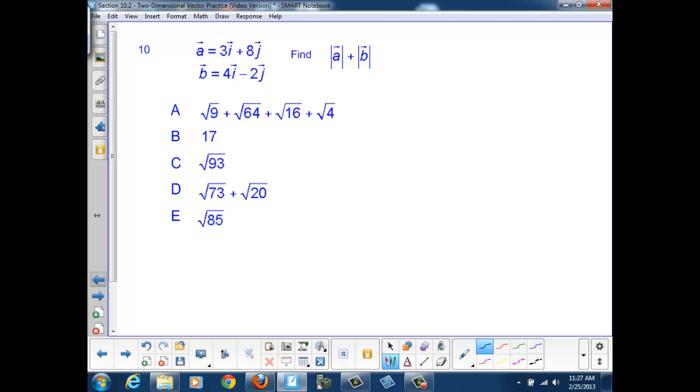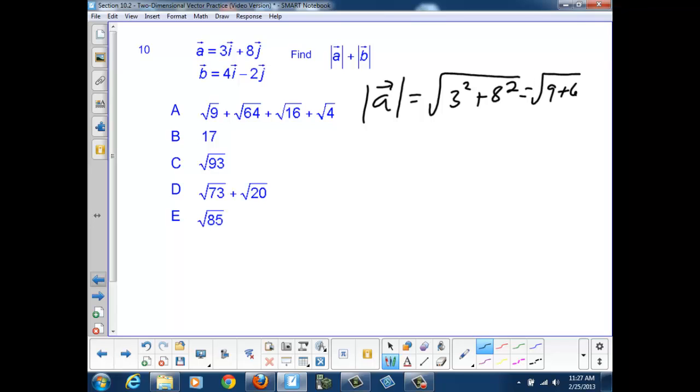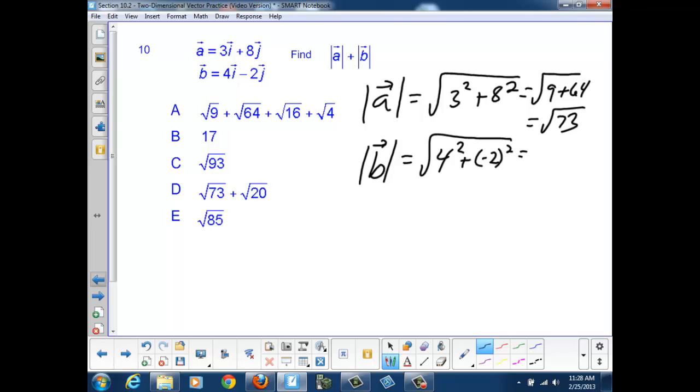Now we're being asked to find the magnitude of A plus the magnitude of B. So find the magnitudes before we add the two pieces of information together. So the magnitude of A, by our Pythagorean property, would be the square root of 3 squared plus 8 squared, which works out to the square root of 9 plus 64, or the square root of 73. The magnitude of B is the square root of 4 squared plus negative 2 squared, which is the square root of 16 plus 4, or the square root of 20. So the magnitude of A plus the magnitude of B would be the square root of 73 plus the square root of 20.